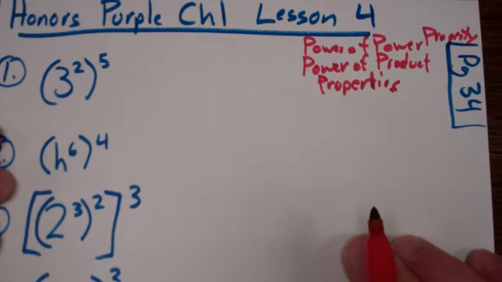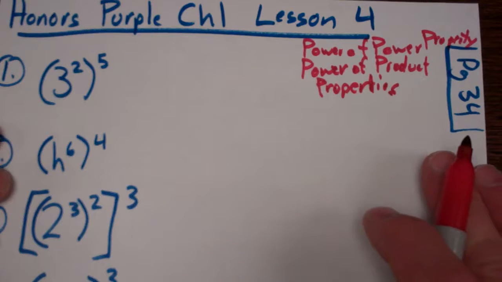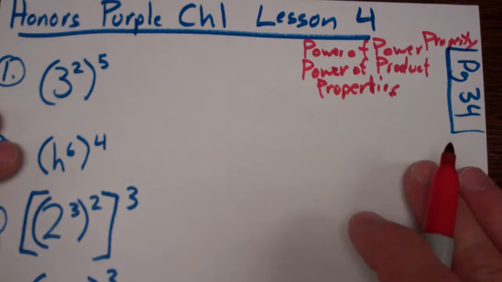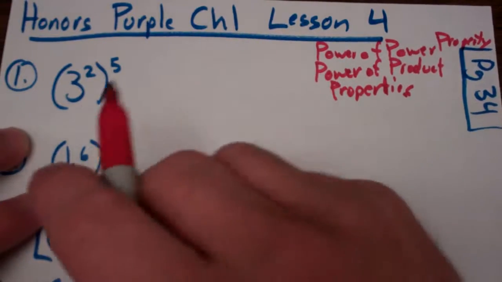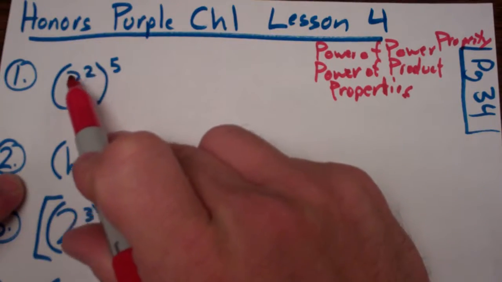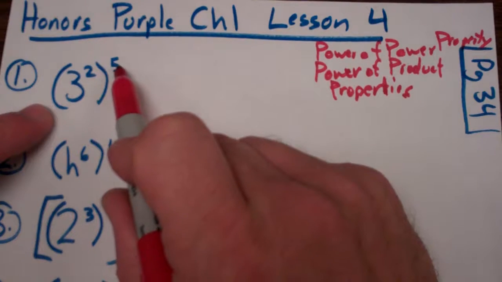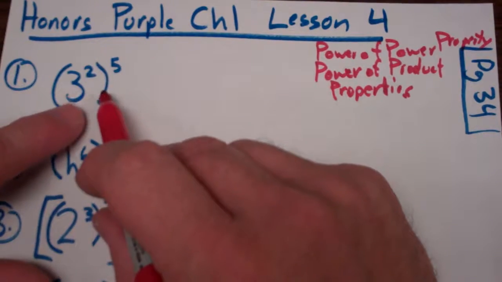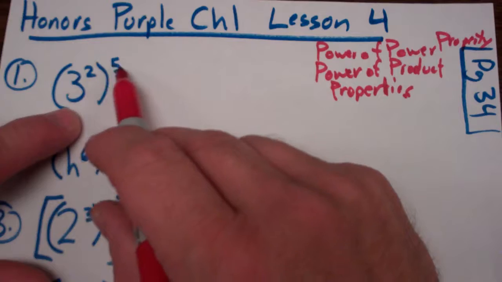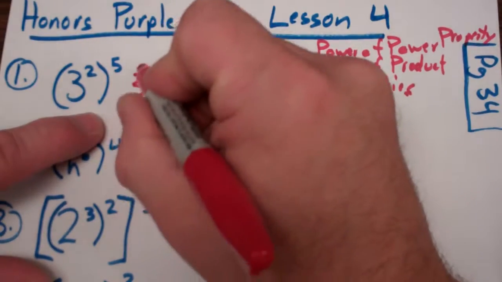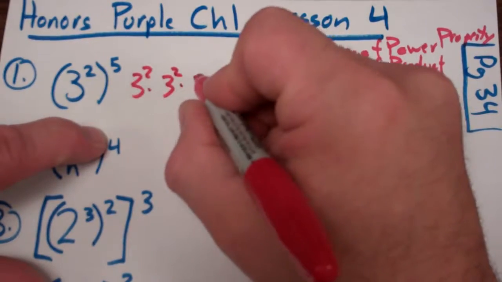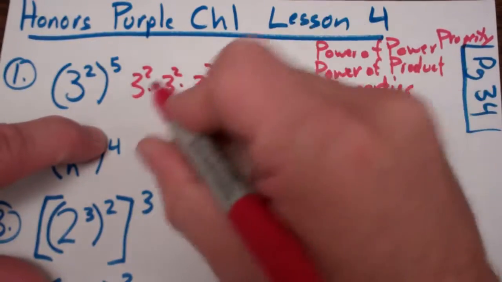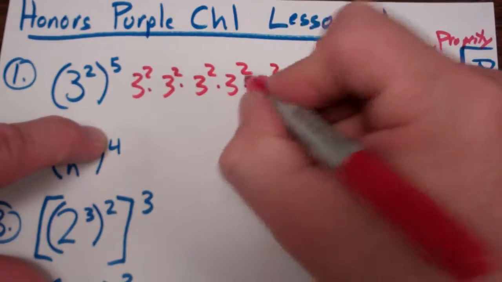Okay, so I have two more rules we're adding today. This will be the guided practice off page 34. It's chapter 1, lesson 4. And what we're looking at here is you have a power, 3 squared, and it's going to the power. So I want to write one of these out so you see what you're actually dealing with. If I have 3 squared to the 5th, that means I actually have 3 squared, and how many of those do I have? I have 5 of them. 1, 2, 3, 4, 5 of them.